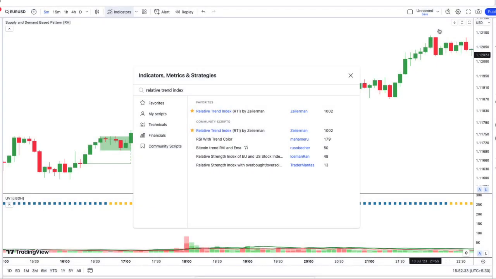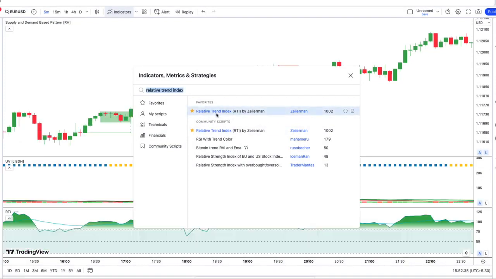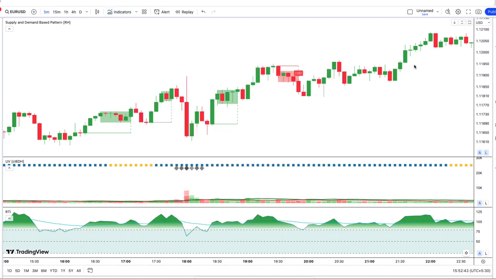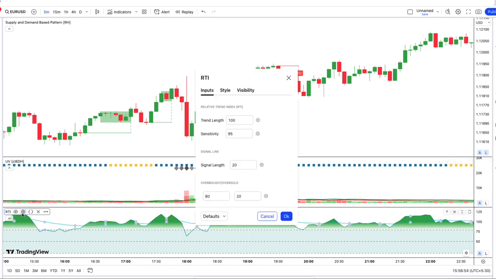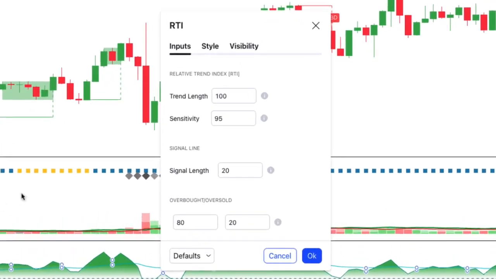It takes into account the relative positioning of the current closing price within its recent range, offering a more in-depth analysis of market conditions. Now, let's dive into the heart of this amazing indicator and calibrate it for peak performance. Head over to the settings where you will find a few key parameters we need to adjust.